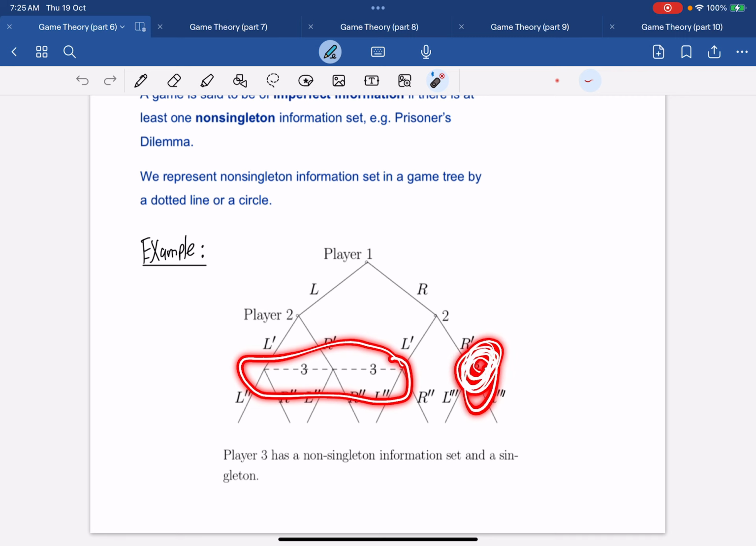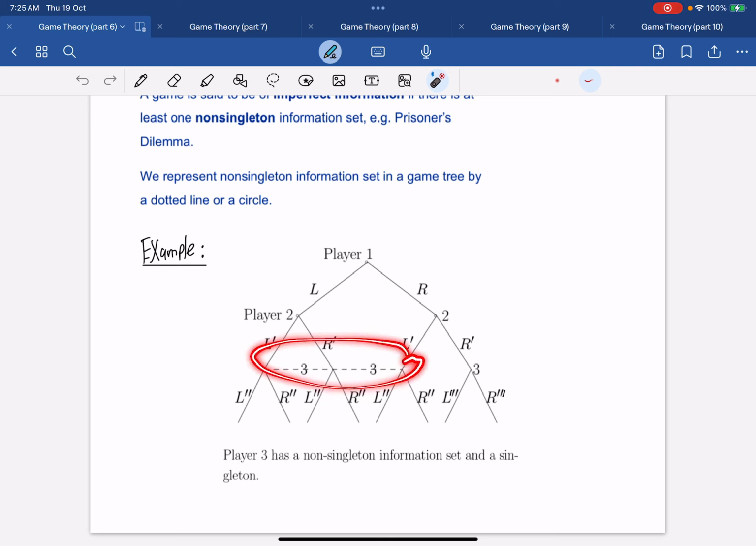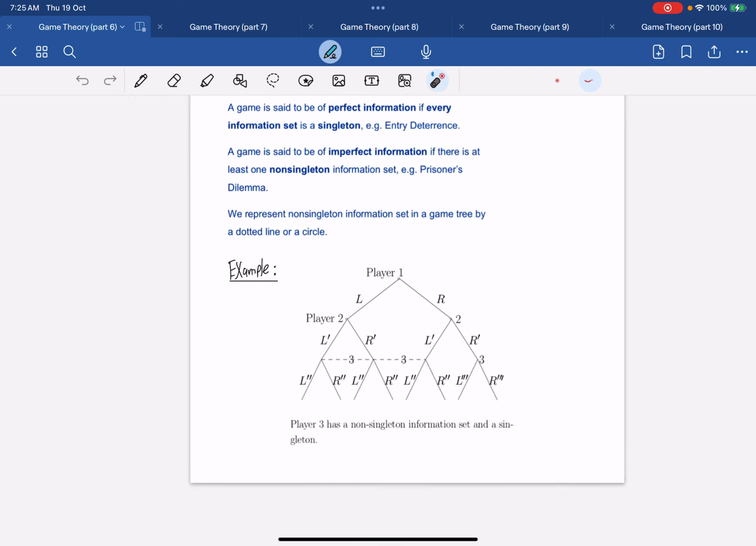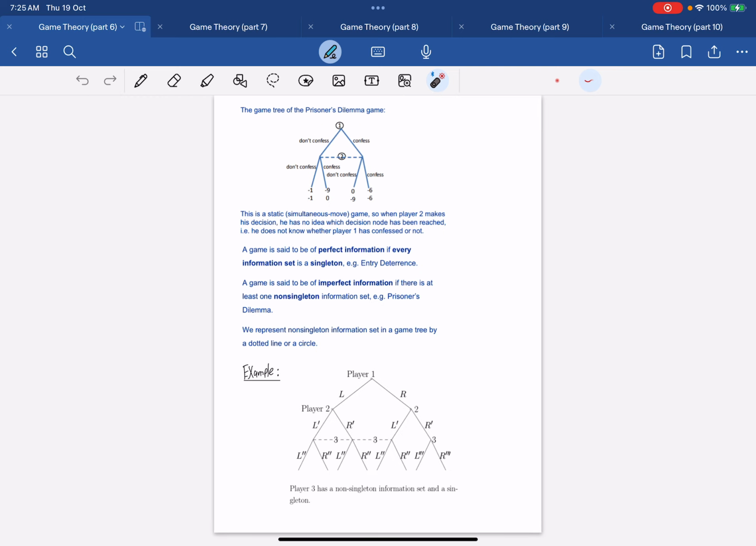If he chooses this node, then it's L triple prime and R triple prime. If he chooses this side, it doesn't matter, he doesn't know which node it is, so all the actions are the same, either L double prime or R double prime. So I hope this shows that player 3 now has a non-singleton information set and a singleton one. But because he has one non-singleton, it means this game is imperfect information.